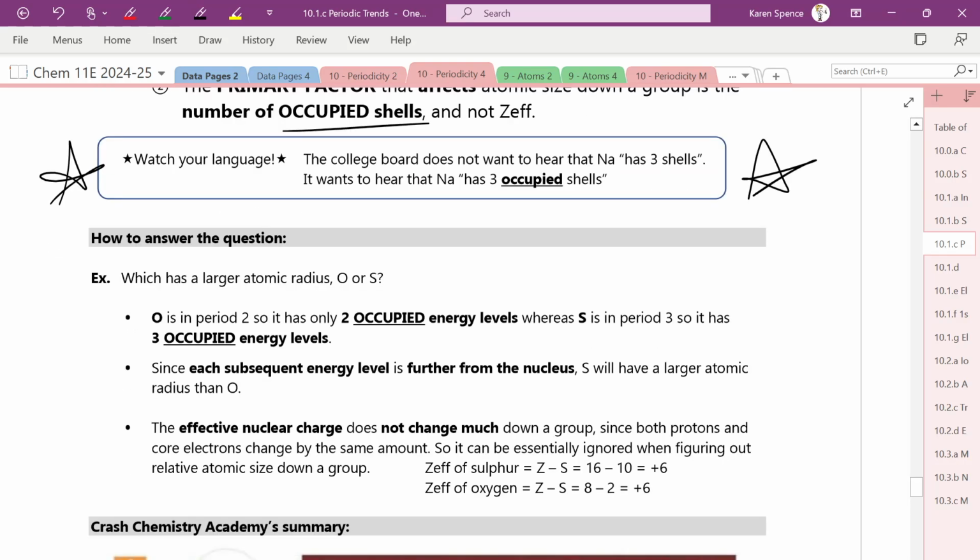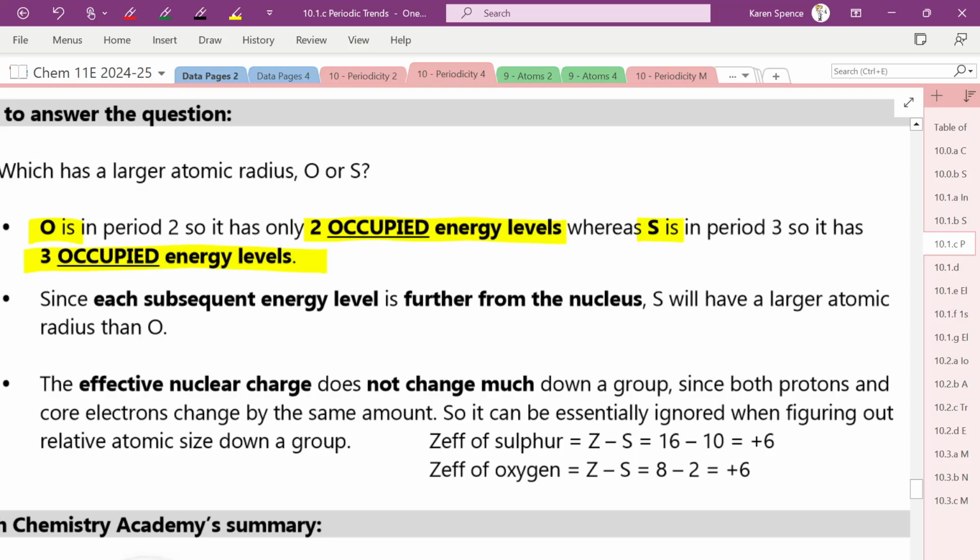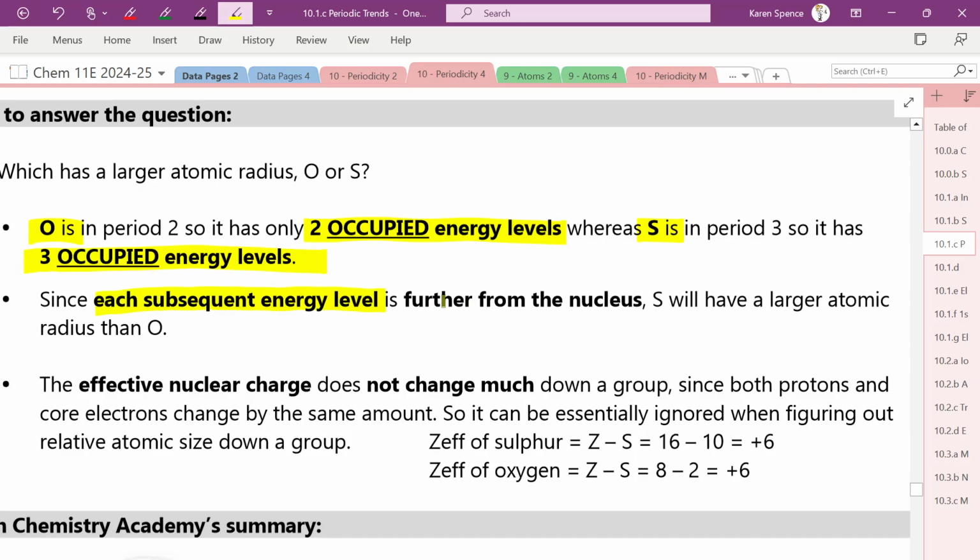So if we were asked who has a larger atomic radius, O or S, you would say O has 2 occupied energy levels. S has 3 occupied energy levels. Each subsequent energy level is further from the nucleus. Therefore, S will have a larger atomic radius than O. And I believe that you can just stop right here.